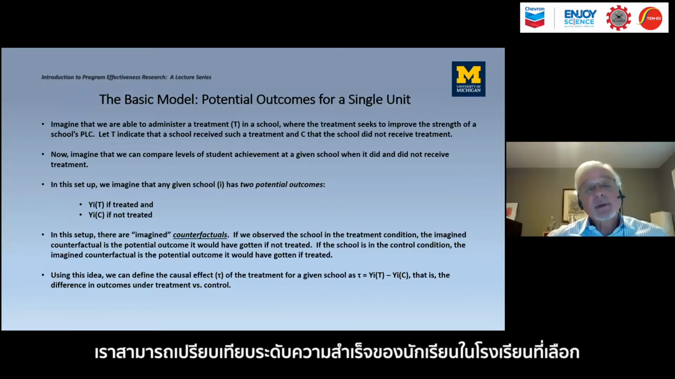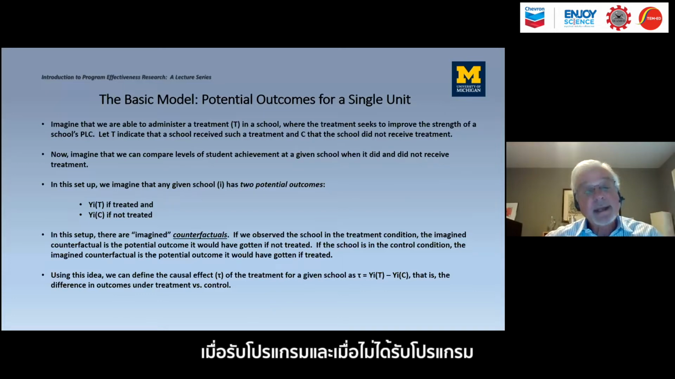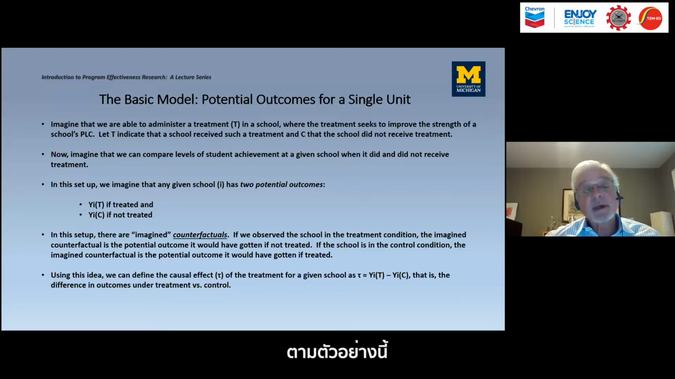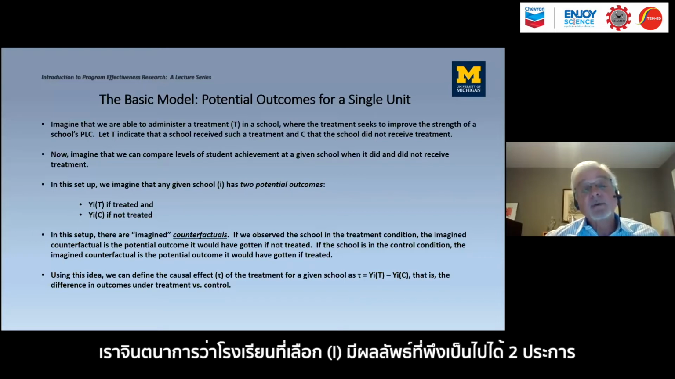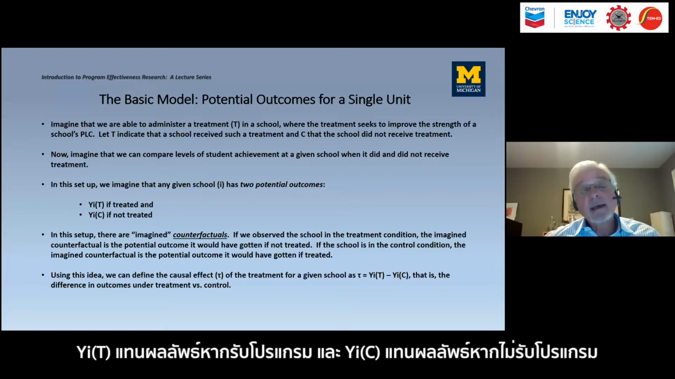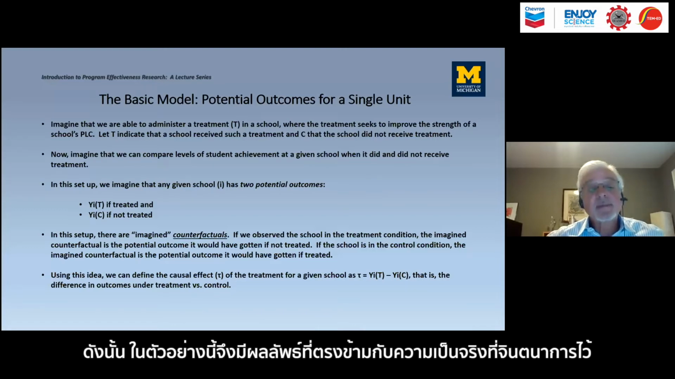Now imagine that we could compare levels of student achievement at a given school when it did receive the treatment and when it didn't receive the treatment. So in this setup, we imagine that any given school i has two potential outcomes: Y_iT, that is its outcome under treatment, if it is treated, and Y_iC, that is its outcome if it is not treated. So in this setup, there are imagined counterfactuals.